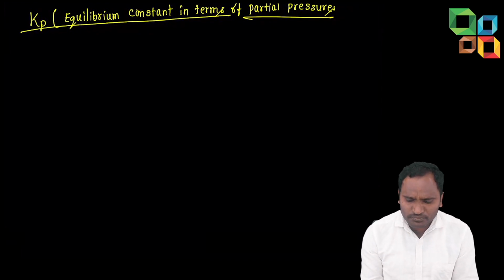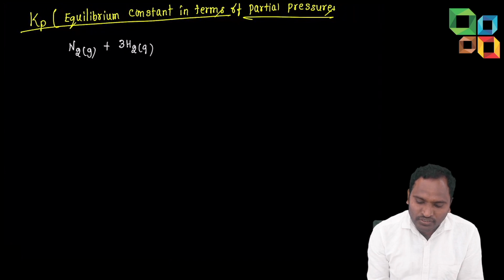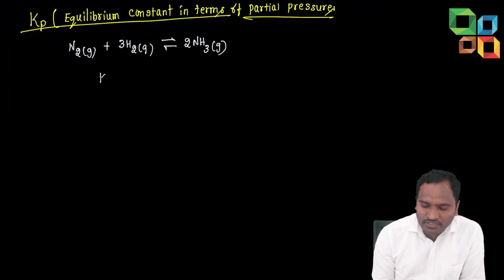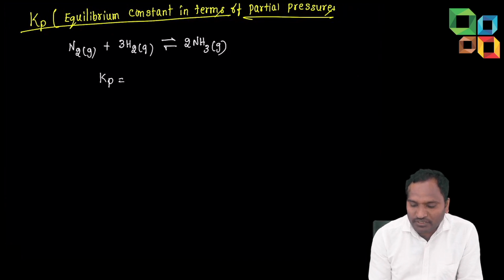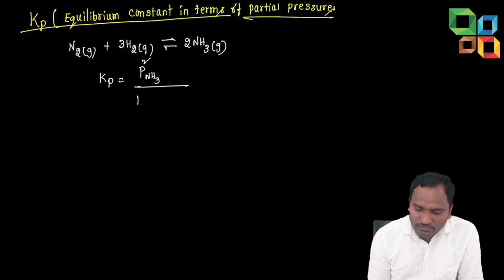So how to write? Almost the process will be the same. Nothing is different. Mainly this is applicable for gases. If all the reactants and products are gases, we use this one. N2 plus 3H2 gives 2NH3. Kp is equal to, earlier we used square brackets, no, here not required. P we use. P of NH3, the coefficient is there, that will be raised to the power, divided by the partial pressure of nitrogen into the partial pressure of hydrogen whole power 3.